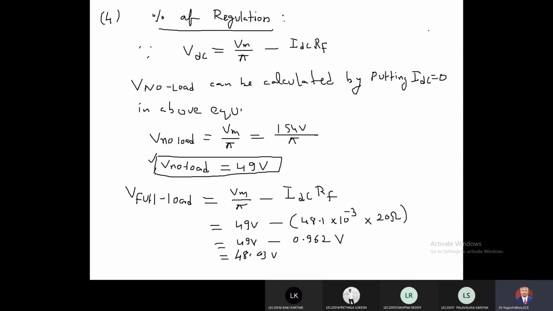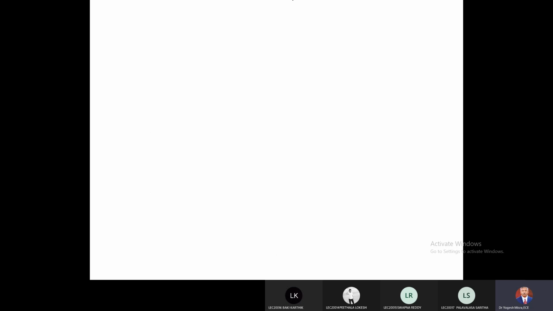Ideally there should not be a drop in the voltage when we connect some load, but it does not happen in the ideal case, in the normal practical case. Practically, there is always a drop in the voltage. So you calculate voltage at no load and voltage at full load. Then you apply this formula for percentage voltage regulation.